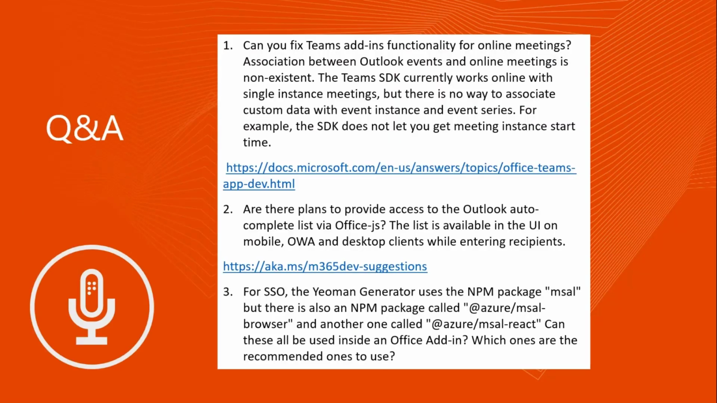Okay, so here's the Q&A. These are questions that came in on our questions form, and I'll provide a link to that in a couple of slides. I want to take a moment to look at these and provide some help and answers where we can. First question that came to us was asking, can you fix Teams add-ins functionality for online meetings? Association between Outlook events and online meetings is non-existent. The Teams SDK currently works only with single instance meetings, but there's no way to associate custom data with event instance and event series. For example, the SDK does not let you get the meeting instance start time.